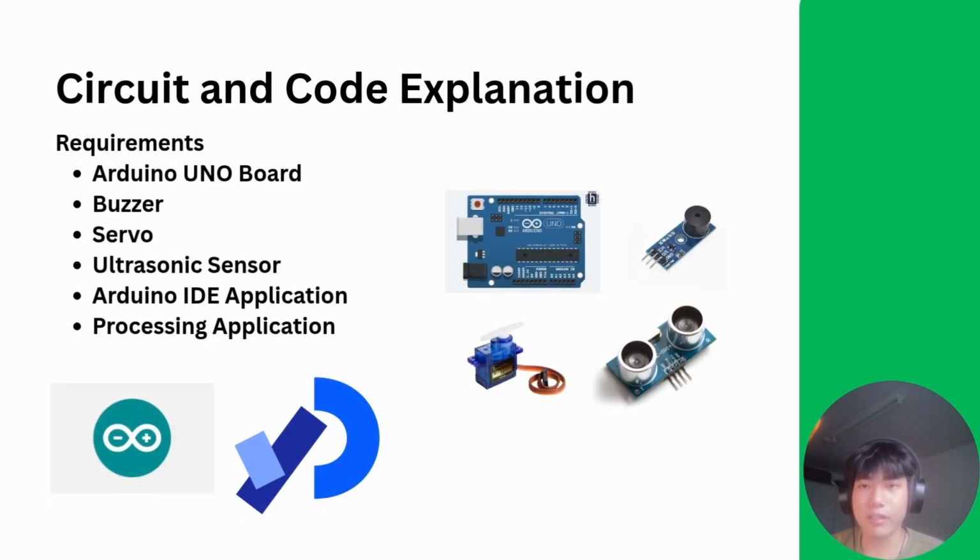Now we're going to be talking about the circuit and code. So we will be looking at the circuit first. Let's see what the requirements for our fun project are. We're going to need a board, a buzzer, a servo, and also a sensor, the Arduino IDE application, which is where we write the code, and the Processing application for displaying images. In the Processing application, we see the cool radar stuff. So these are all the requirements. Let's go on to the next slide.